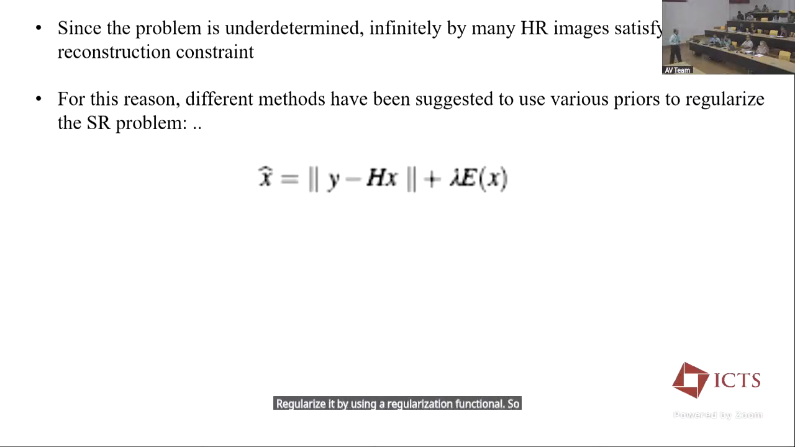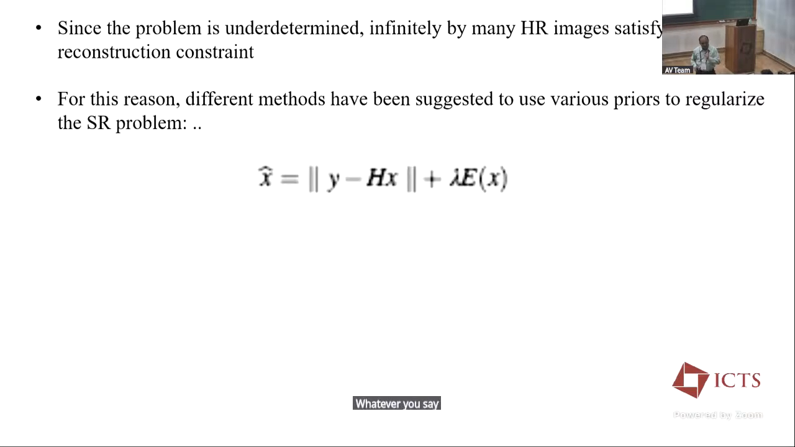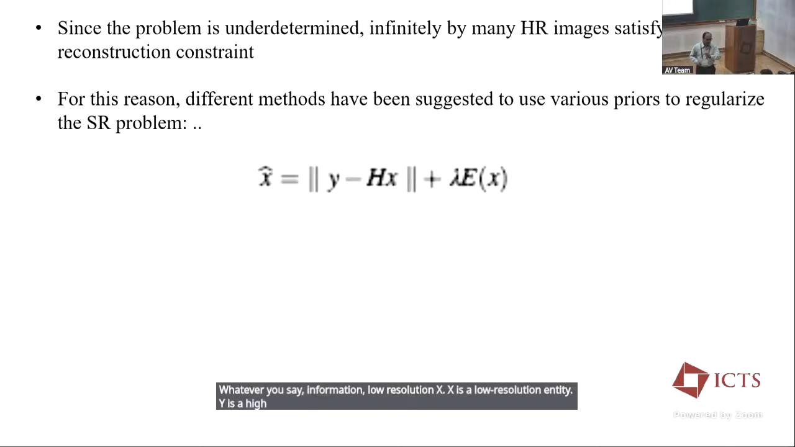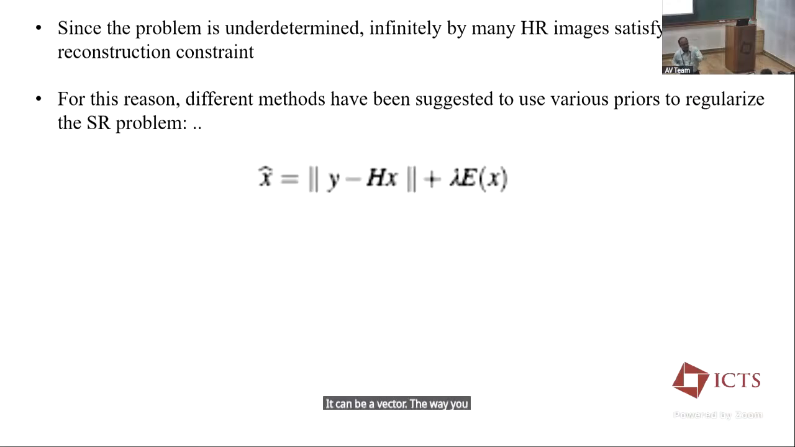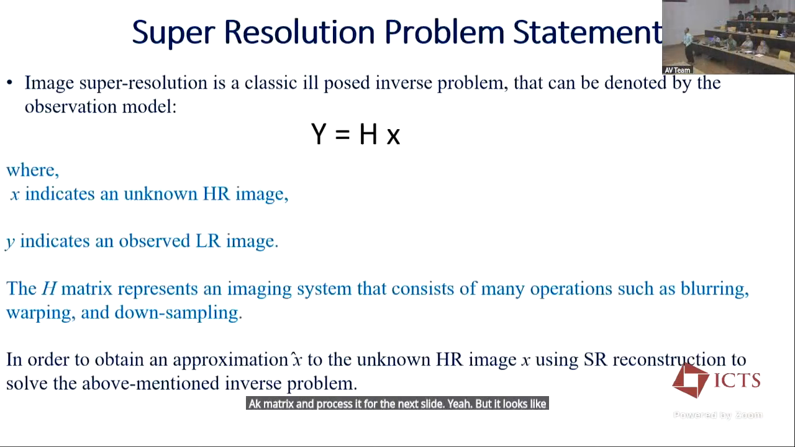So this h and y, these are the matrices you are considering, the 2D matrix or whatever information. X is a high resolution entity, and y is the low resolution one. Your entities can be anything. It can be an image, it can be a vector. The way you process it in your methodology, you can take a matrix and process it. Because it looks like Ax, y equals Hx, so x looks like a vector and H like a matrix. It's an entity which can be anything in the context.